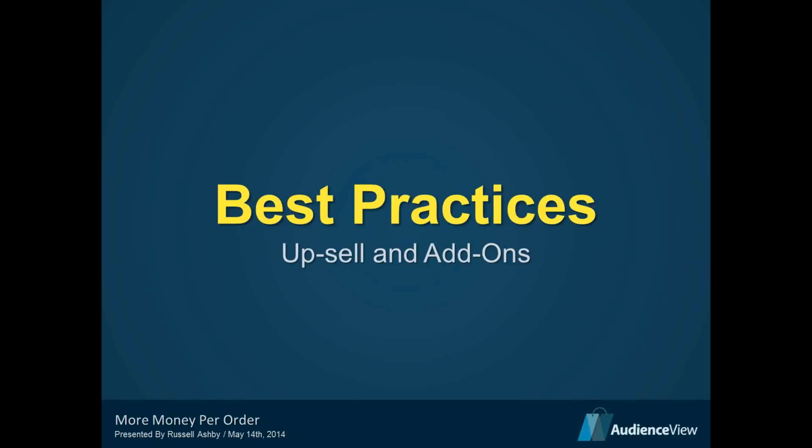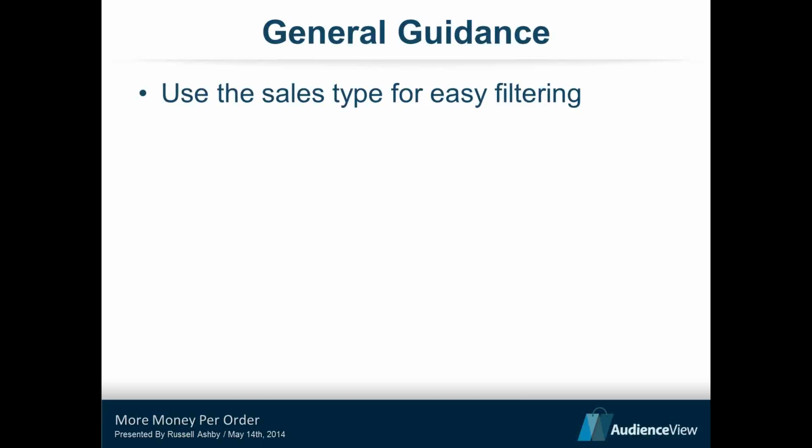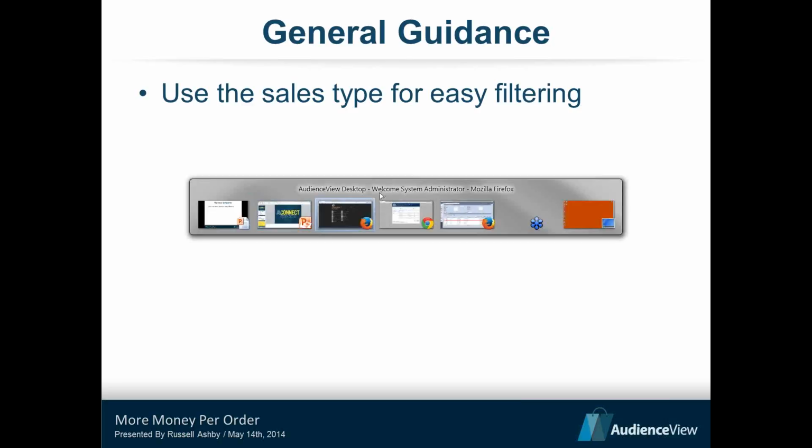So let's delve into a few little best practices for upsell and add-ons. I know Darren pointed at a session on this about a month or so ago. There's a little bit of overlap here, but there are some new things in here that he didn't show you during that session. So my general guidance for configuring upsells and add-on is to use the sales type field for easy filtering. So let me just jump into audience view to point out what I'm talking about.